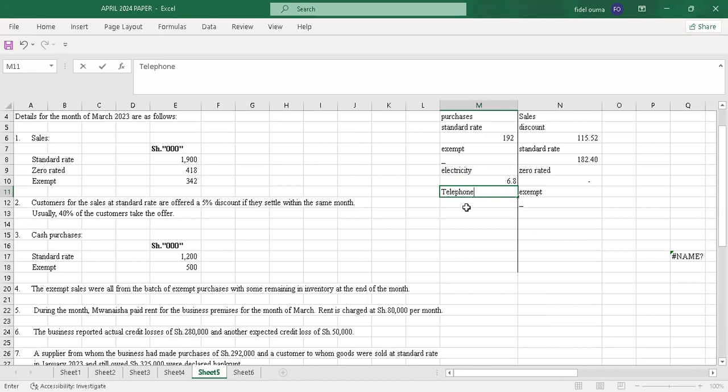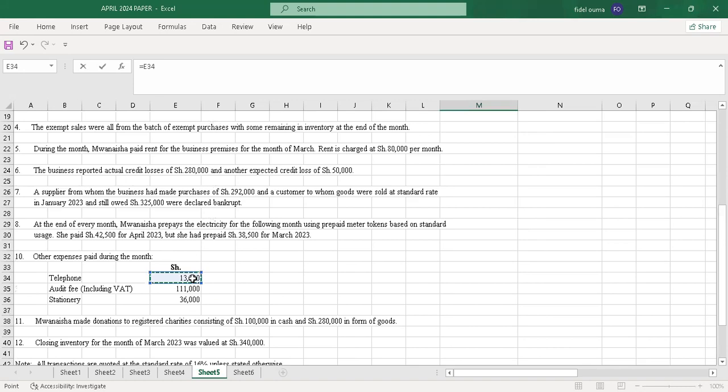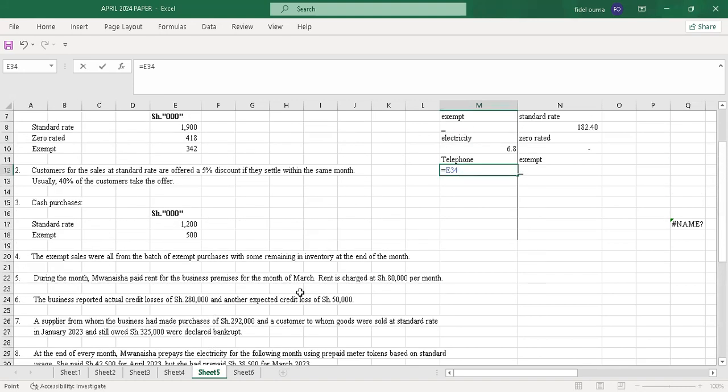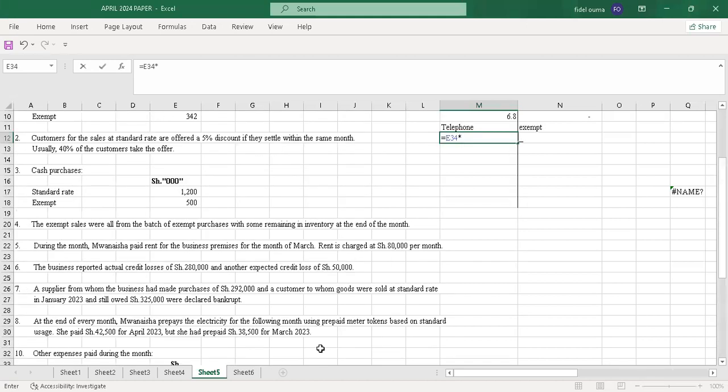Say telephone. And telephone will also have the rate of 16%, unless stated otherwise. Yeah, so the standard rate is 16. So I'll pick that amount for telephone and I'll multiply by 16%.